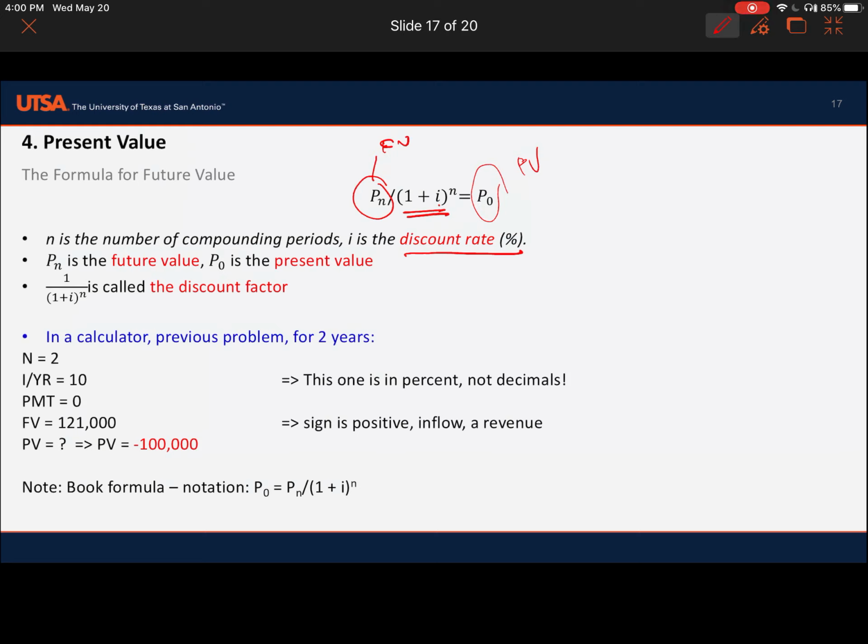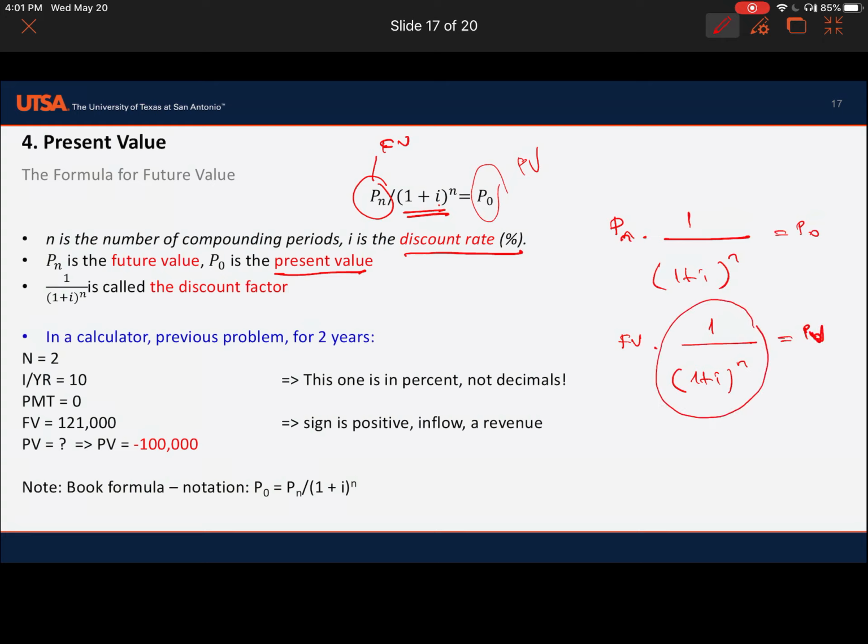Pn is the future value. P0 is the present value. So in this formula, Pn multiplied by 1 divided by 1 plus I to the n is P0. In other words, future value multiplied by 1 over 1 plus I to the n gives P0, or present value. This value is called a discount factor.